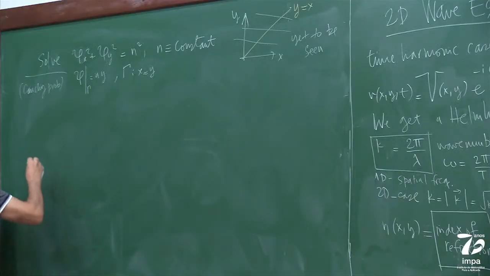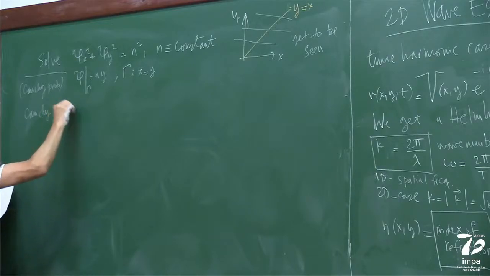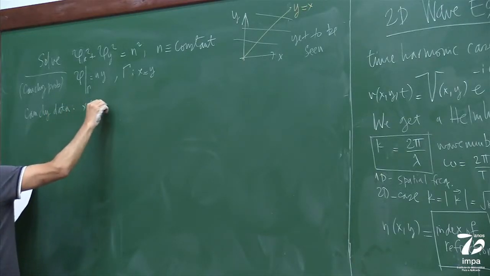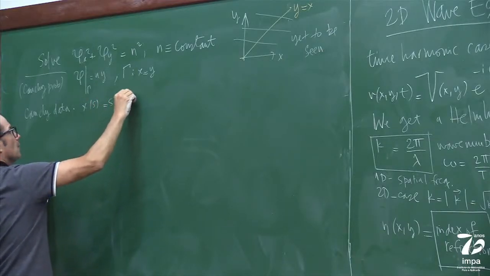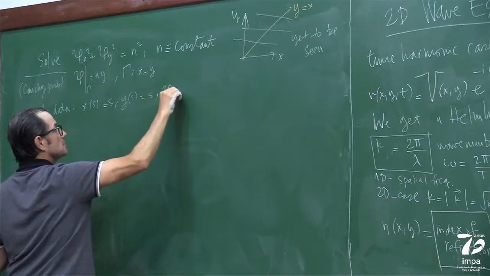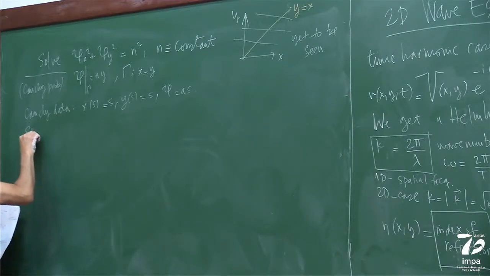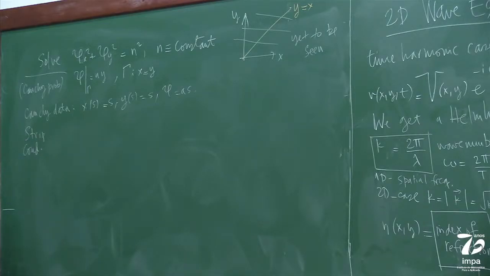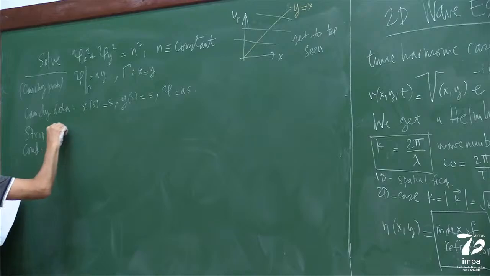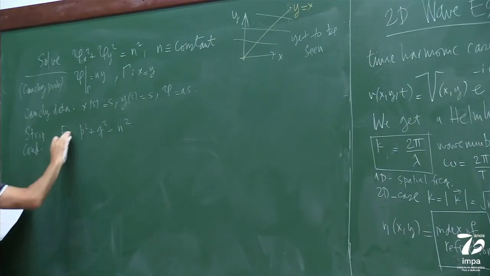So, Cauchy data. We have x equal to s, y equals s, and c equals As. Okay. Well, strip condition. We need to complete our initial data, right, for P and Q. So F is equal to P squared plus Q squared equals n squared, like this.